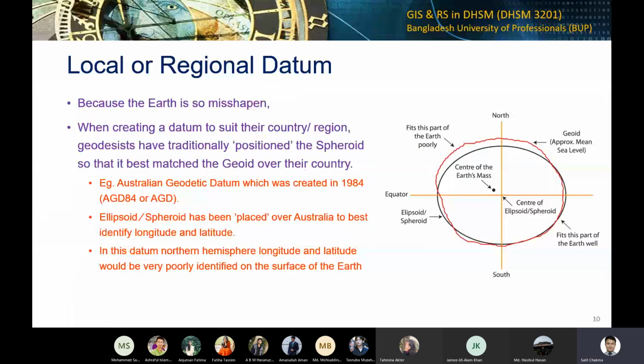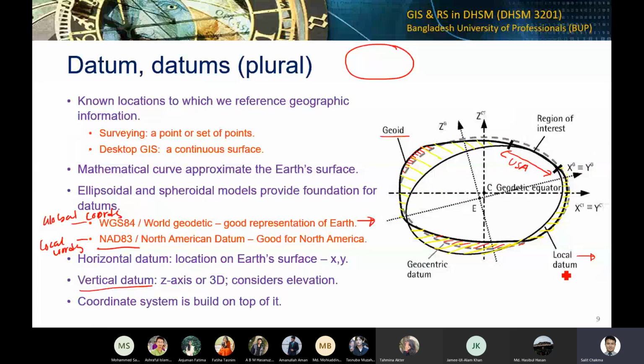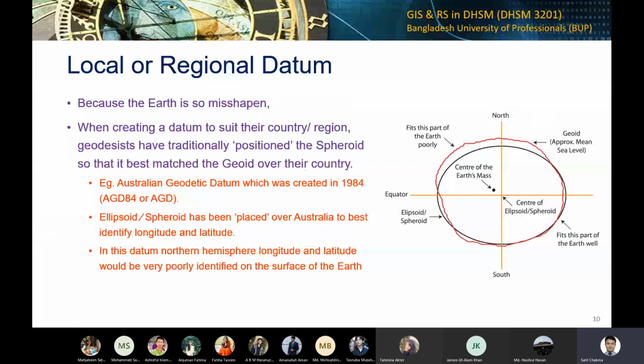So I have already discussed the local and regional datum. So far we defined it as local datum. Sometimes they could be known as regional datum as well. Why? Because sometimes it could represent a region, for example, Australia. So Australia itself is a continent, it's a region, or we could say USA or North America, that's also a region.